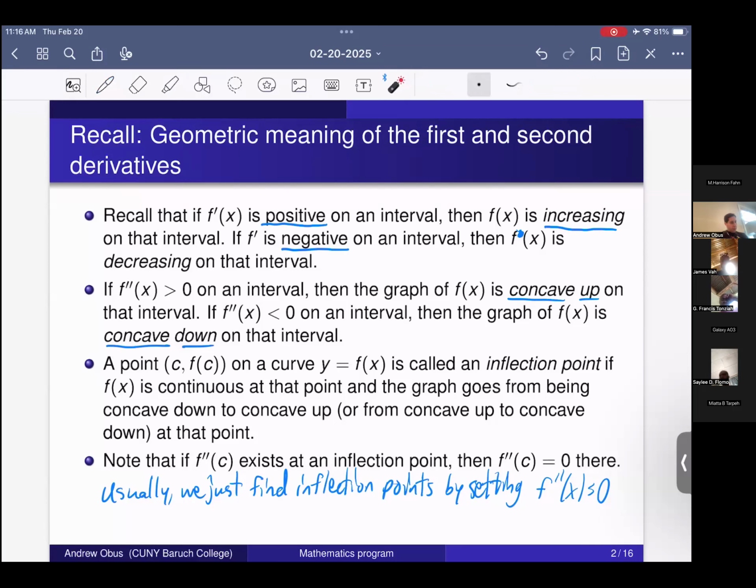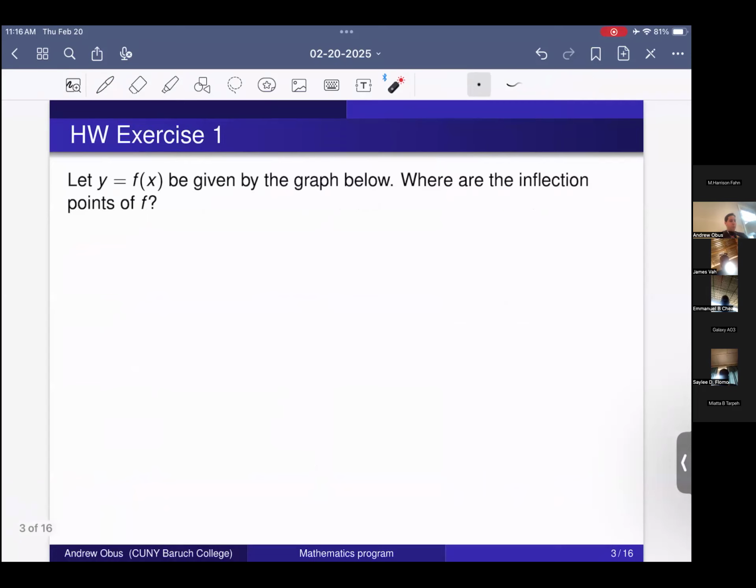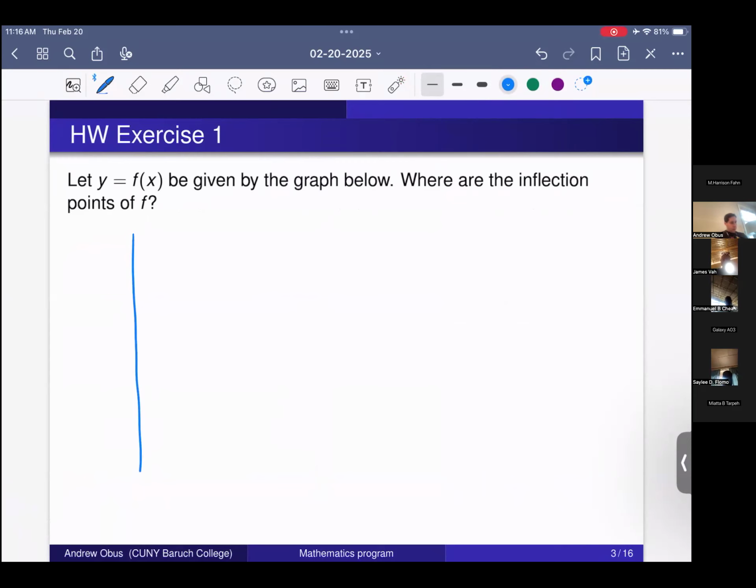Okay, so this is all review of things that we've talked about over the last couple of weeks, and let's just put this to use. So for the homework exercise one, we had a graph, and the first question was just to find where the inflection points are. So let me redraw this graph for you here. The graph looks like this.